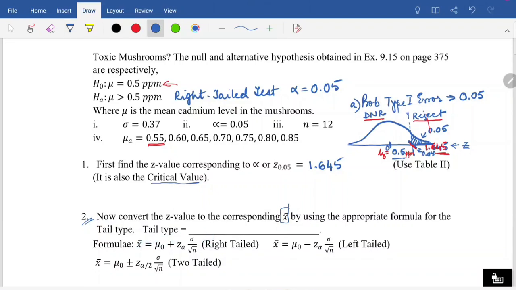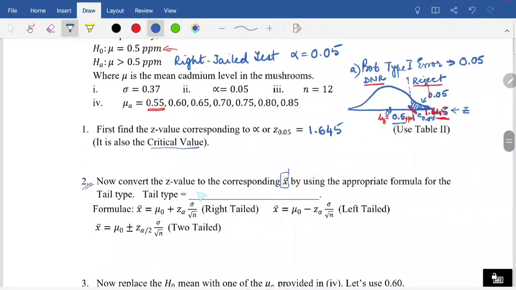First, we have to determine what tail type this is. It's a right tail test, and they've given us the different formulas we must use based on what tail type it is. For a right tail test, it's mu sub 0 plus z of alpha times sigma divided by square root over n. If it's a left tail test, it's going to be a minus instead of a plus. And for a two-tail test, it is going to be plus minus, but we have to split our alpha into 2.